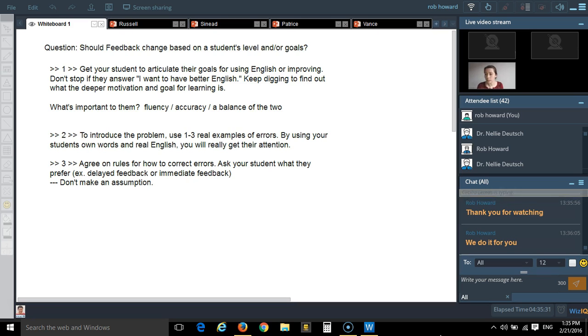The next thing that I would suggest, when giving feedback, is that you need to have some kind of ground rules for it. Cecilia was talking about this a second ago, and she was saying that it was the focus.